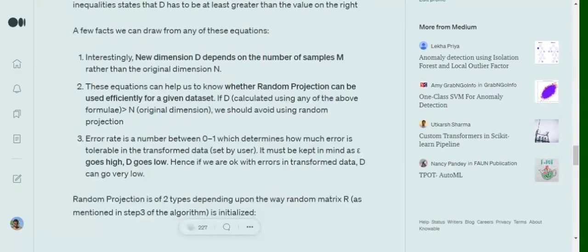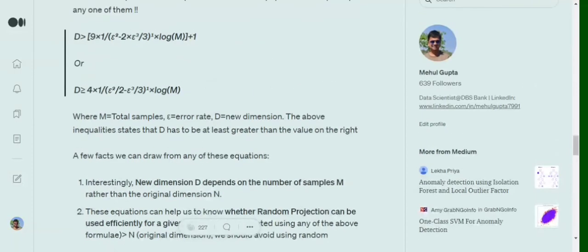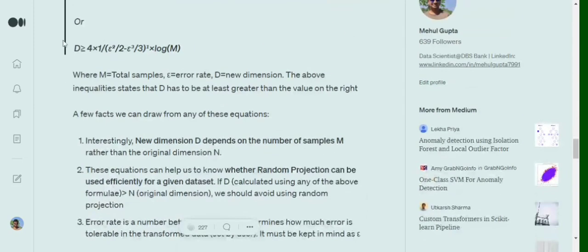Second point is that it can also give us an idea whether random projection would work for a particular case or not. While calculating d, if this d is greater than the current n, for example, we have a data set of size m cross n, where n is 1000, and by following this equation we get d equal to 1200, then since d is greater than n, we can understand that random projection won't work in our case.